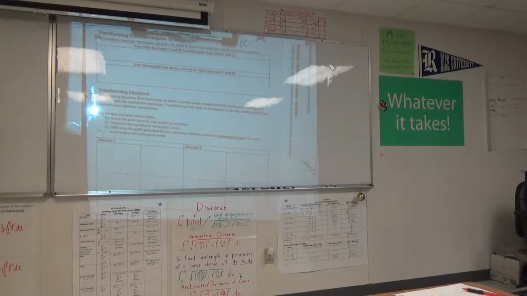Polar, what's the thing you need to know in the world of polar? Polar graphs, polar curves, what does it even mean? If I say polar coordinate system, we're going to be measuring using r and theta, right?